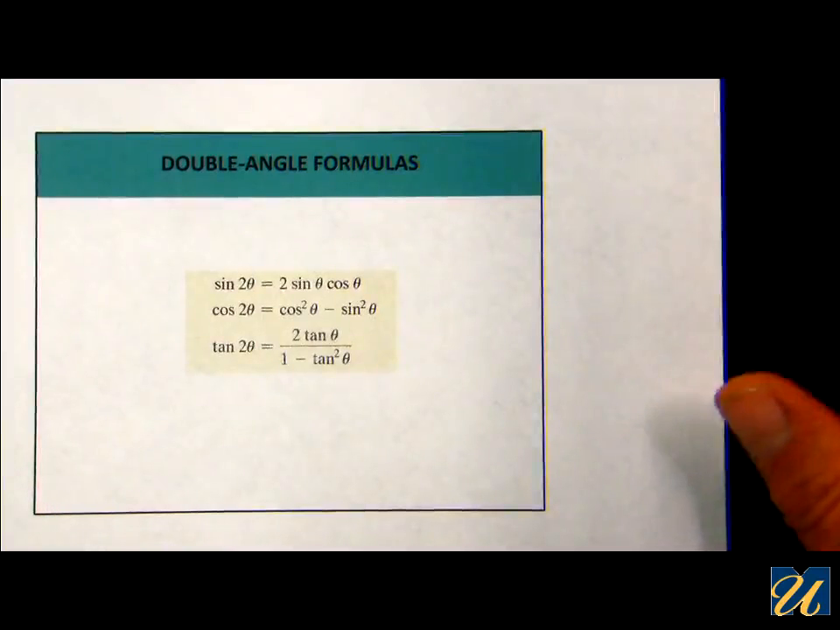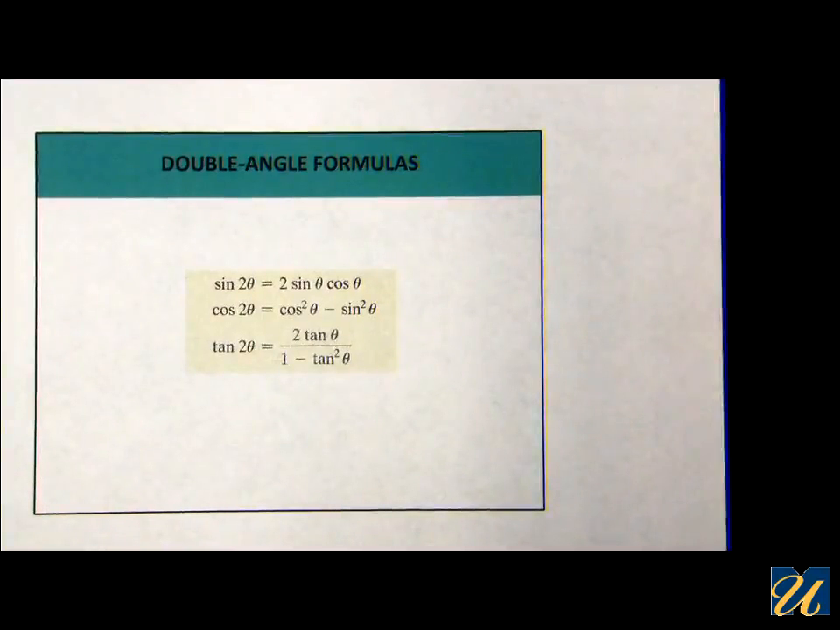We have double angle formulas for sine, cosine, and tangent. And they're nice to prove. They're not very difficult to prove. These are identities, and identities can be proven. I'll just mention how to do that.